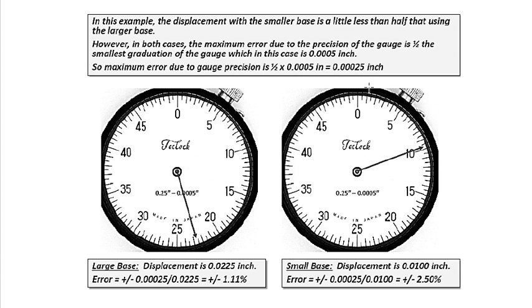And you're going to get plus or minus 1.11%. We do the same thing. We're going to take our standard max error, 0.00025, divided by our displacement of this small base number 7, which is 0.0100. So you're going to get plus or minus 2.50%. We're going to compare the error. This error is obviously larger than that error because this is only 1.11% and that is 2.50%. So therefore, the larger base is going to generate a smaller error.